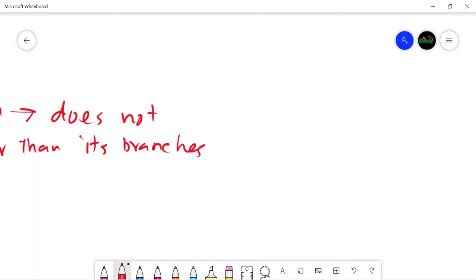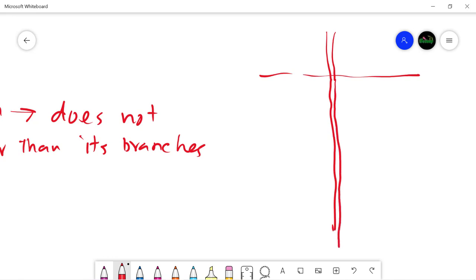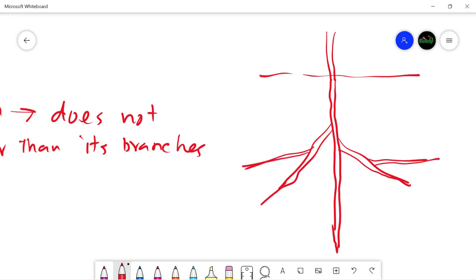And if we try to draw a diagram, so this is the taproot, so it remains quite thin, and the taproot itself and its branches are almost of the same size, so we cannot distinguish which one is the taproot, although in this diagram we can easily distinguish it. Mostly it is indistinguishable from its branches, and they are quite thin. So under such condition, it is known as fibrous taproot.